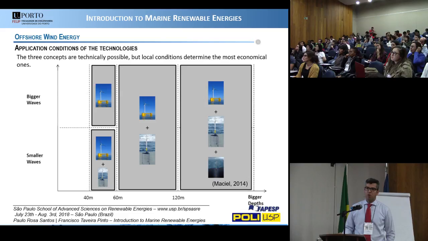Here you can see some comparison between the three concepts and the developing stages. I think we cannot read properly here, but this is mostly related with the development stages and the demonstration in the sea. And we can see here that the most developed ones are the spar buoy solution and the semi-submersible solution. Because if I'm not wrong, this color here represents the demonstration in the sea, but I cannot read properly from here.